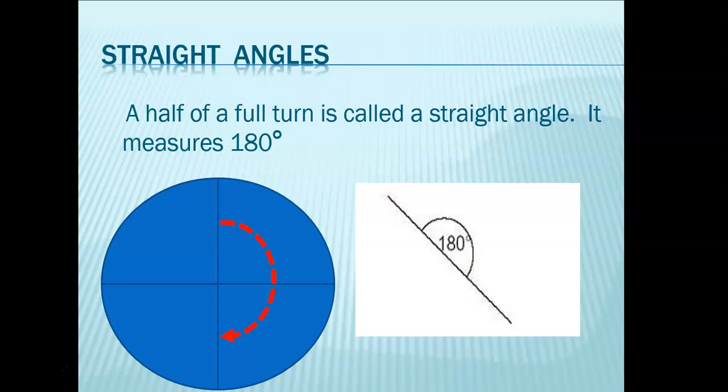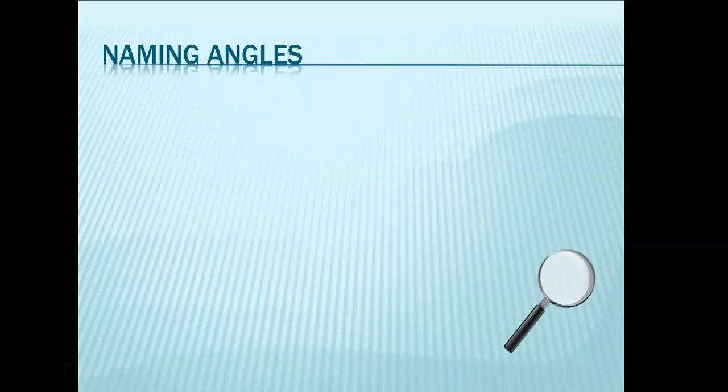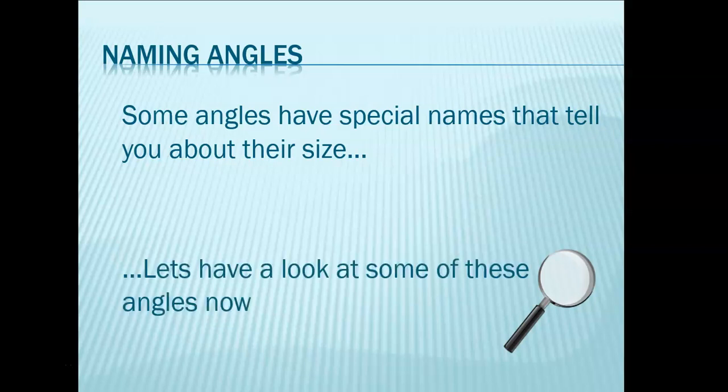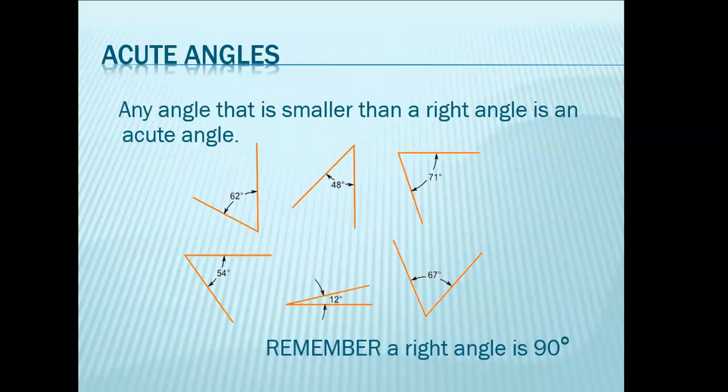Let's move on. So the new learning today is about naming angles. Now some angles have special names that tell you all about their size. So we're going to have a look at some of these angles right now, and we're going to start with the very smallest angle, and that is called an acute angle. So any angle that is smaller than a right angle, that's 90 degrees, is called an acute angle.